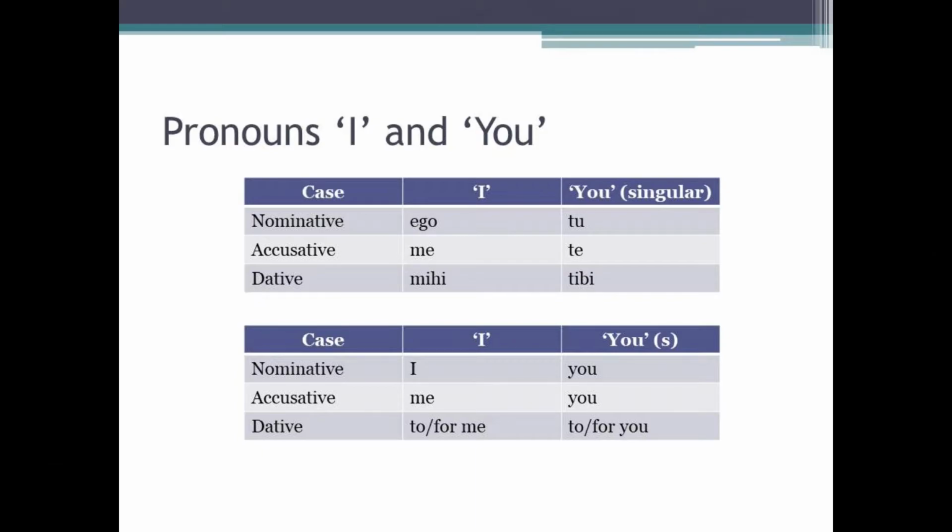So the pronoun I in the nominative case is ego, meaning I. In the accusative, it's me, meaning me. And in the dative, it's mihi, translating to mean to or for me. And the pronoun you in the singular form is tu in the nominative case, which translates to mean you. Te in the accusative case, which also translates to mean you, and tibi in the dative case, translating to mean to or for you. Feel free to pause the video and try to learn these pronouns.